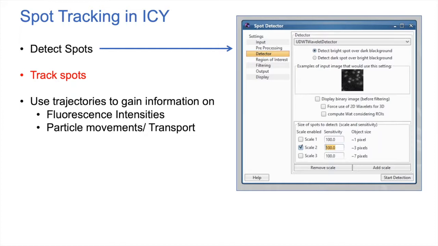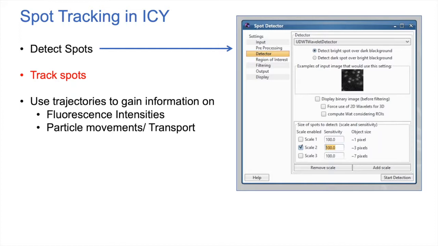And then if you use one of the forced use of 2D wavelets, these plugins, if you click here, it will actually catch your 3D object as if it was a 2D object. Okay, so that way you can detect that. And then you have these scales. So these scales, as you can read there, are called scale 1, 2, and 3. Then you can add more scales.